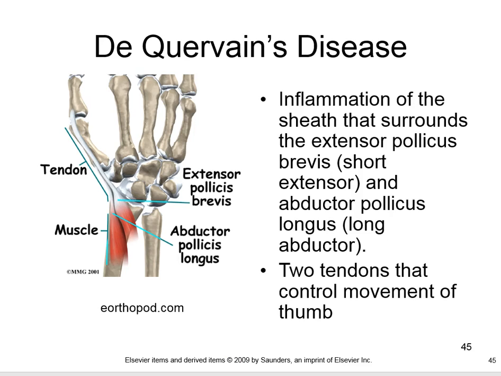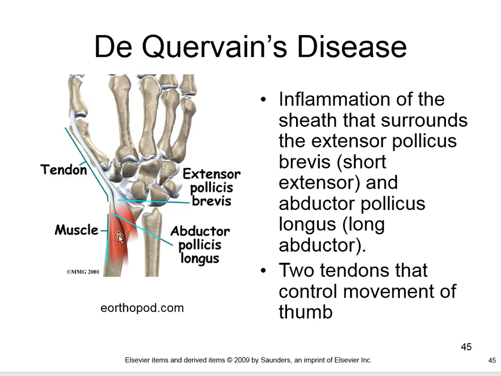De Quervain's disease. This is inflammation of the sheath that surrounds the extensor pollicis brevis, which is the short extensor, and the abductor pollicis longus, which is the long abductor. These two tendons control the movement of the thumb. They function in radial abduction, which is a movement of the thumb away from the hand in the plane of the hand. They have pain on the inside of the wrist and forearm just above the thumb.